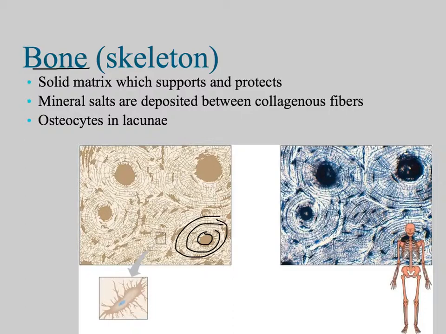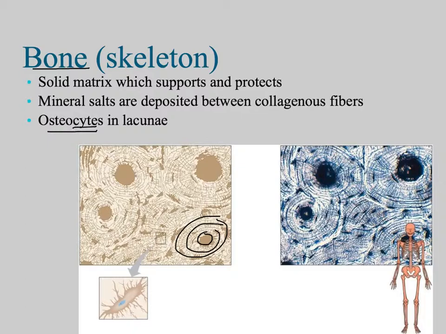The matrix is composed initially of collagen, and then mineral salts are deposited in between. Bone is a very active tissue, with minerals moving in and moving out all the time. The cells have their own special name. They're osteocytes instead of chondrocytes or some other type of cyte. In case you haven't figured out, cyte has to refer to cell.